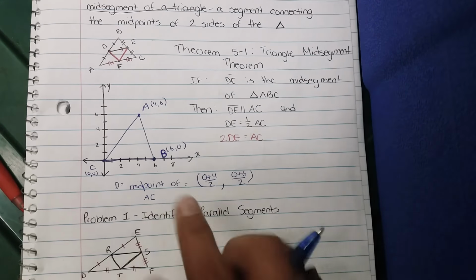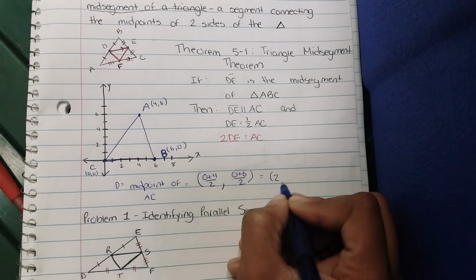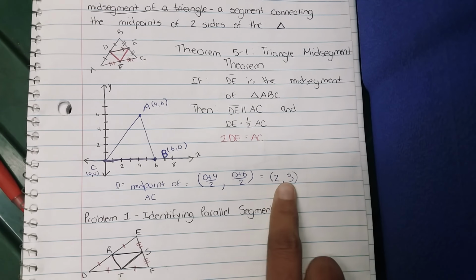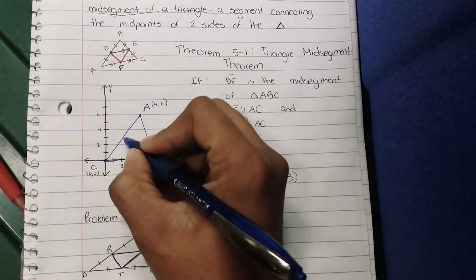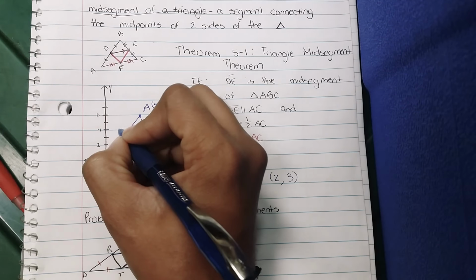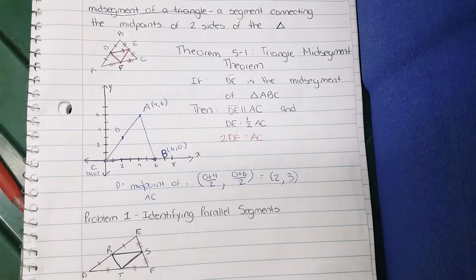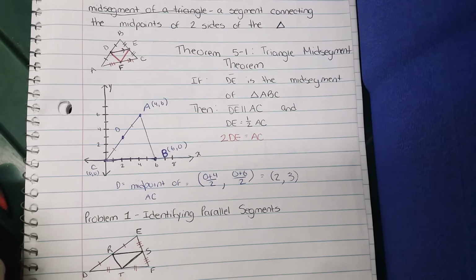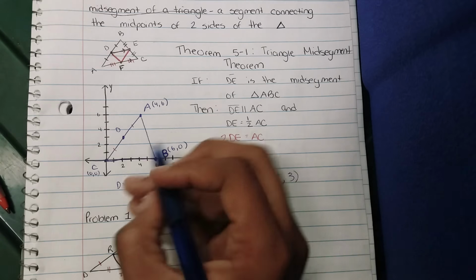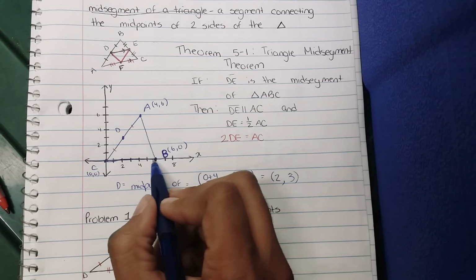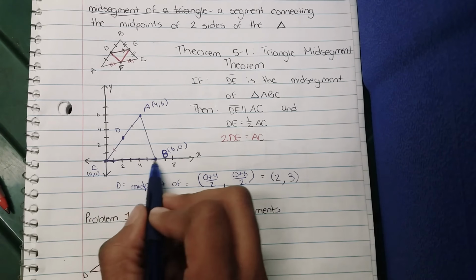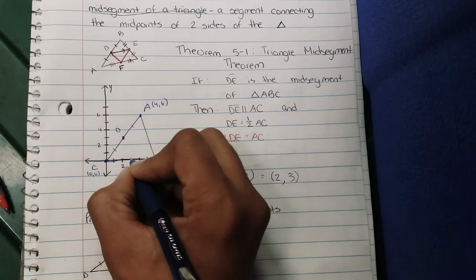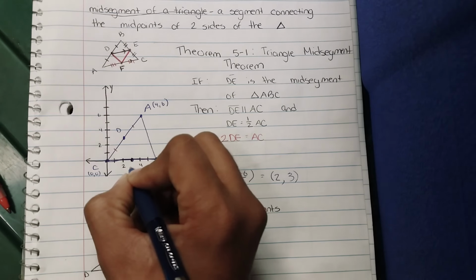0 plus 4 is 4 over 2, we get 2. 0 plus 6 is 6 over 2, we get 3. So 2, 3 is my midpoint, and we see here in my graph, it's pretty accurate. So we have point D, which is my midpoint, which makes this segment congruent to this segment. And we're going to find point E that I want to be my midpoint of CB. If you guys see here, we just have a number line. The midpoint of 0 and 6 on a number line is 3. So we have point E here.